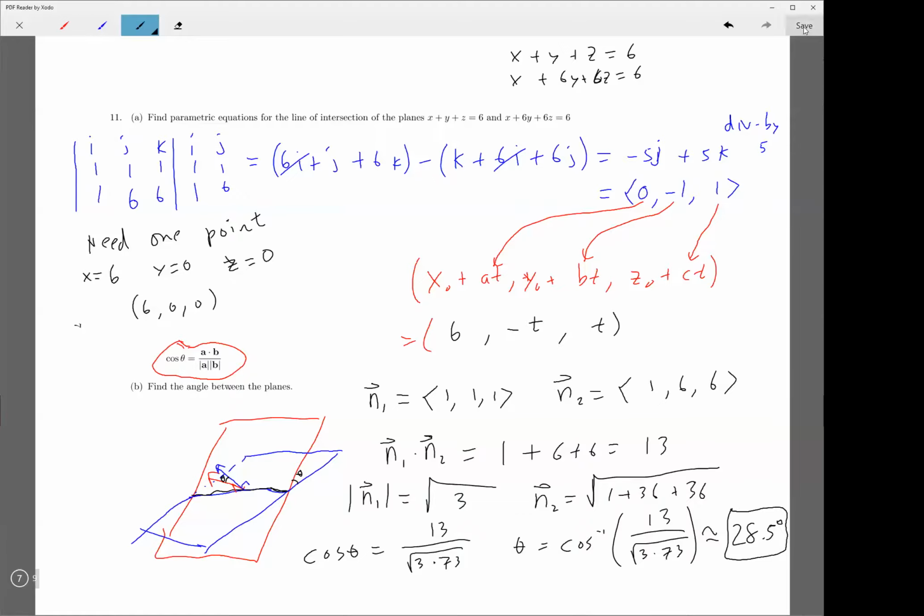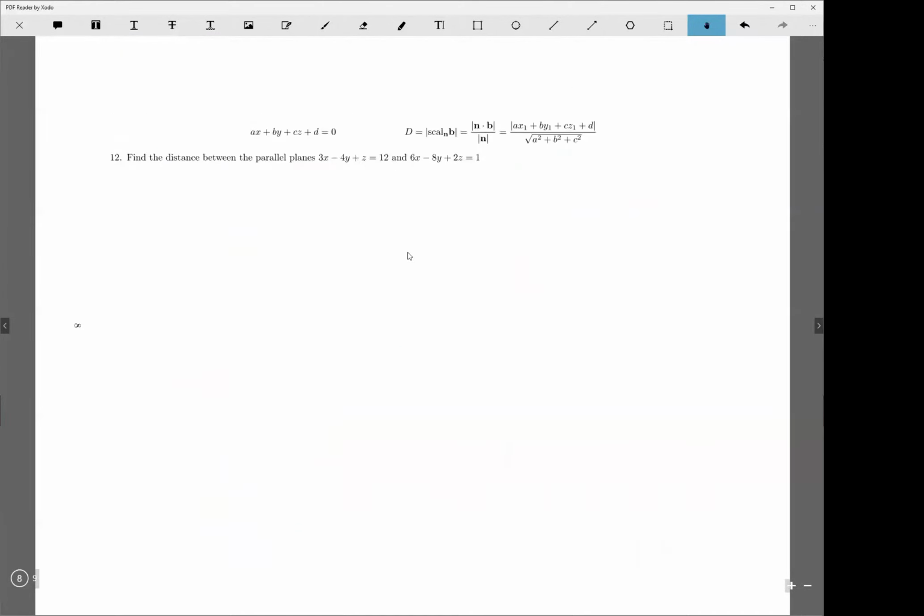Okay, so great. Let's go to the next one, number 12, which is the last problem. And they want us to find the distance between the given parallel planes. Okay, so here they have two planes that are parallel to each other.